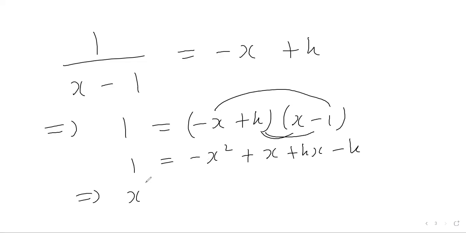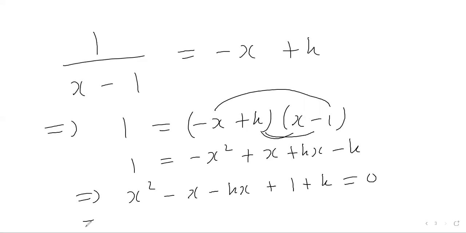And then if we rearrange this, we'll get x squared minus x minus kx, and then plus 1 plus k equals 0. So now we've got a quadratic equation.